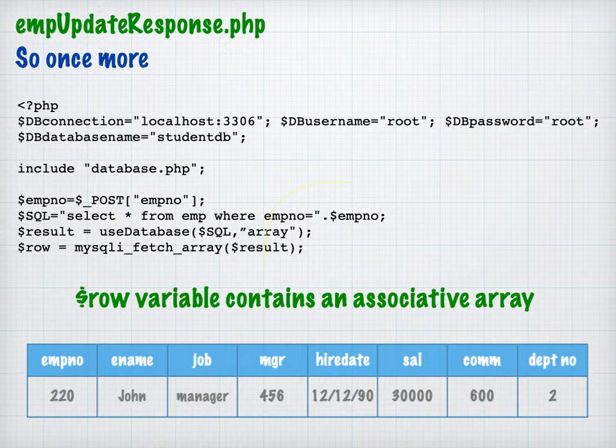And if you remember, the thing about associative arrays is that rather than use an index, they use a word or a label to enable us to access the individual values. What's nice about mysqli_fetch_array is it automatically uses the column names, the attribute names from the table. So if you look at that structure, you can see we've got emp number, ename, job, manager, hire date, sal, com, department number, etc. with the appropriate values that we've retrieved.